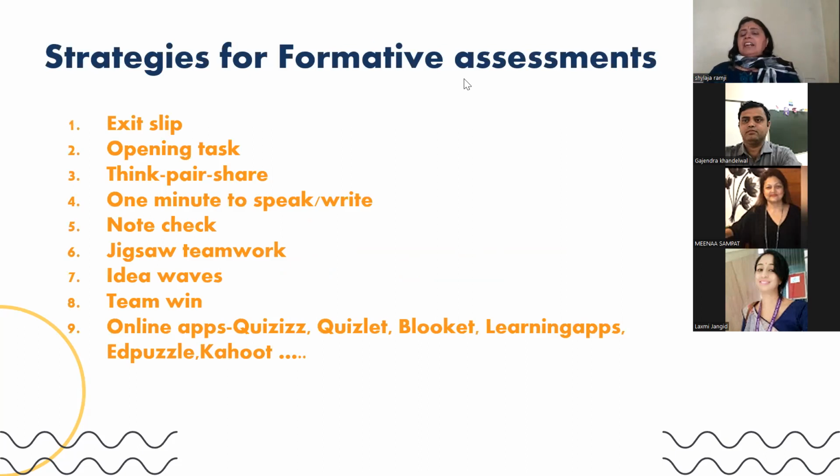Now, what are some of the strategies? So these are some of the strategies: exit slips, opening tasks. So as soon as they come into the class, instead of just sitting and talking, you put an opening task on the board, and they do the task. That's also a kind of exit slip, but instead of right at the end, you give them a task right in the beginning. Then think, pair, share. I think any IB educator would be aware of the think, pair, share. You think on a specific topic, then you share it with your friend, and then you share it to the whole class or the whole group.